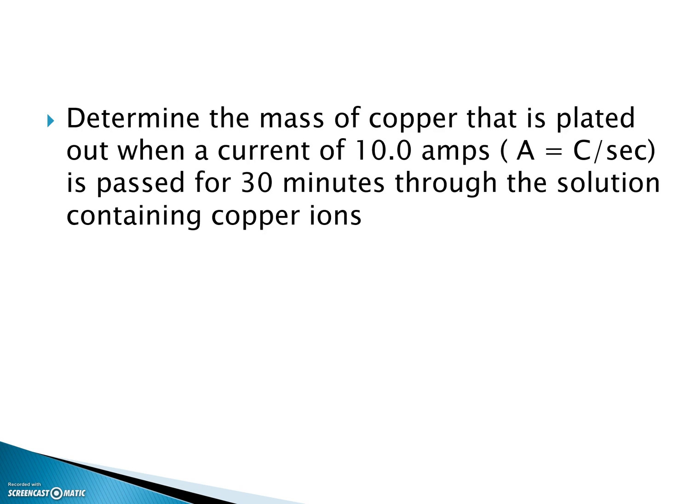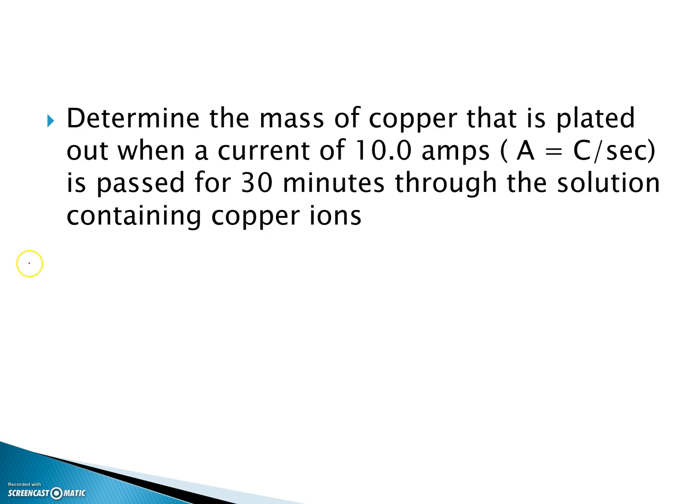So let's look at a problem. We want to determine the mass of copper that's plated out when a 10 amp electric current is passed for 30 minutes through a solution containing copper ions. So in other words, our copper ions are going to gain electrons and become copper atoms. They're going to plate out onto our copper electrode and increase the mass. We want to find out what the mass of that excess copper on our copper electrode will be.